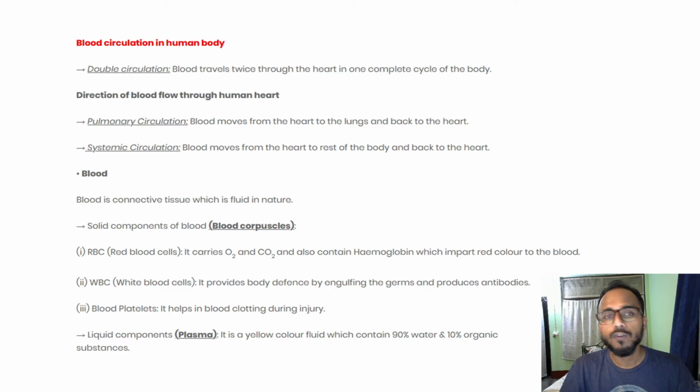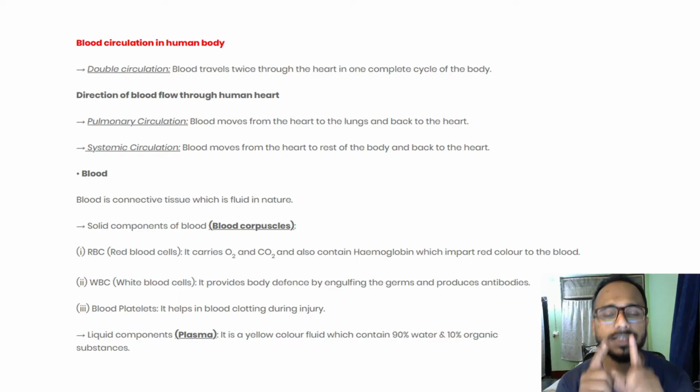Okay, see, direction of blood flow. Now since this is a flow of blood, it will have some direction. So pulmonary circulation and systemic circulation. Blood moves from the heart to the lungs and back to the heart. This is called pulmonary circulation. Next is systemic circulation. Blood moves from the heart to the rest of the body and back to the heart.